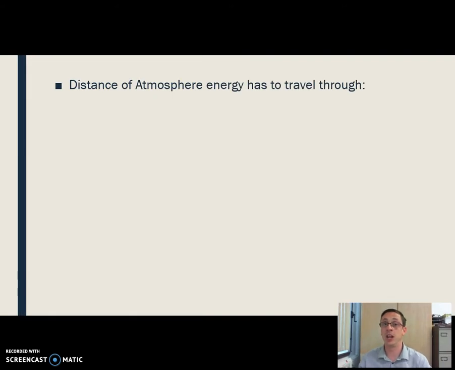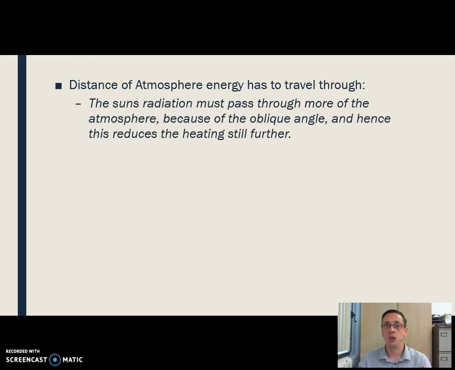Now, the next thing we think about is the literal distance of atmosphere that the energy, the solar insolation, has to travel through. This is fairly straightforward. It's fairly common sense if you think about it. The more atmosphere you have to pass through, the more opportunity there is for energy to be reflected or to be absorbed by the atmosphere or by clouds. Thus, you get less getting through. Now this enhances the fact that the poles are colder than the equator.